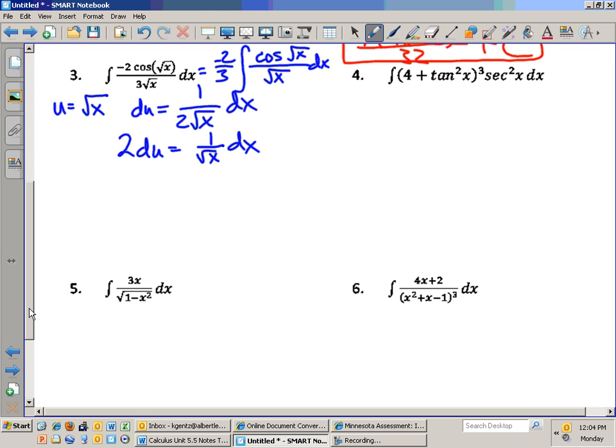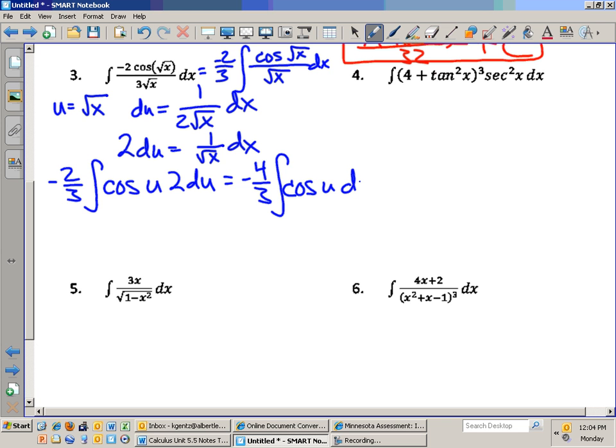So my new integral will be negative 2 over 3 times the integral of cosine of u times 2 du. What can I do with that 2? Just move it out front, so you'd have a negative 4/3. So this becomes negative 4 over 3 times the integral of cosine of u du.